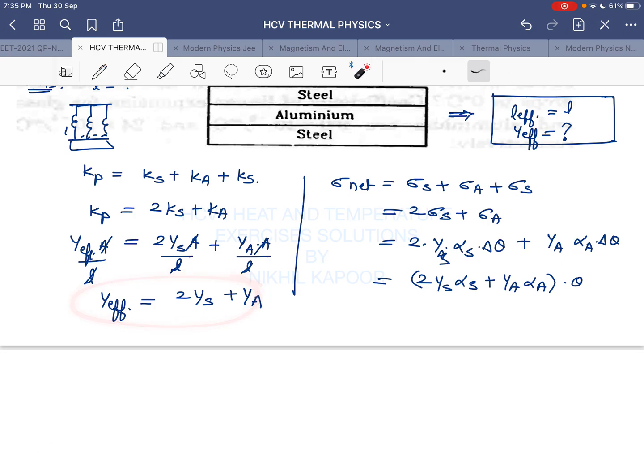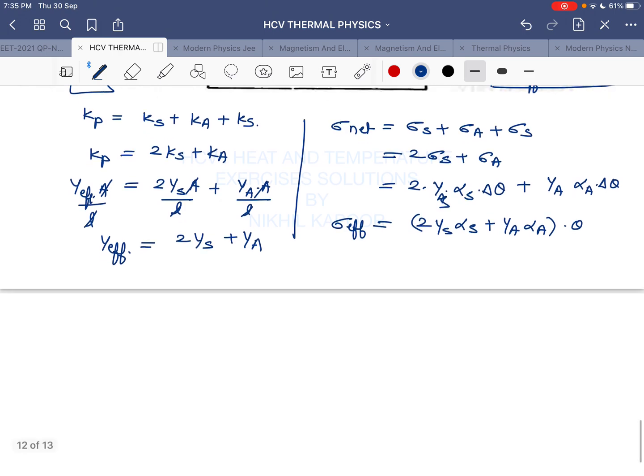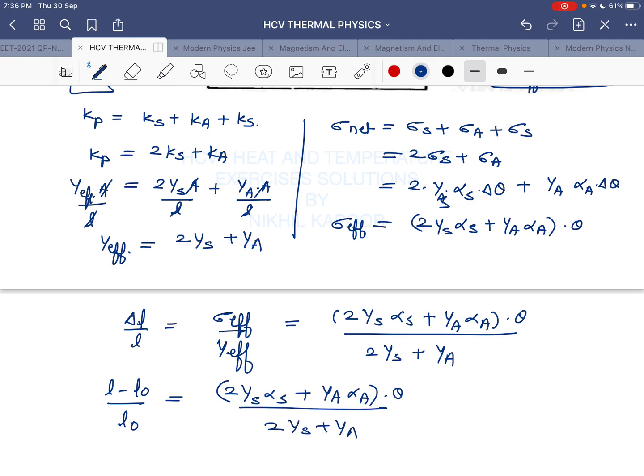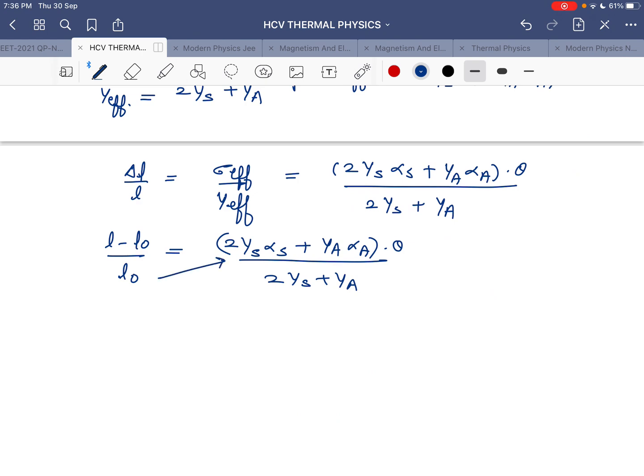So as the equivalent Young's modulus and the equivalent or the effective stress is known to us, so I can say the total strain will be equal to total stress upon total Young's modulus, which is 2 in bracket Ys alpha s plus Y aluminium alpha aluminium into theta divided by 2 Y of steel plus Y of A. This is nothing but final length minus original length upon original length and equal to the same thing, (2 Ys alpha s plus Ya alpha A) into theta divided by twice of Y steel plus Y aluminium. So this will come there.